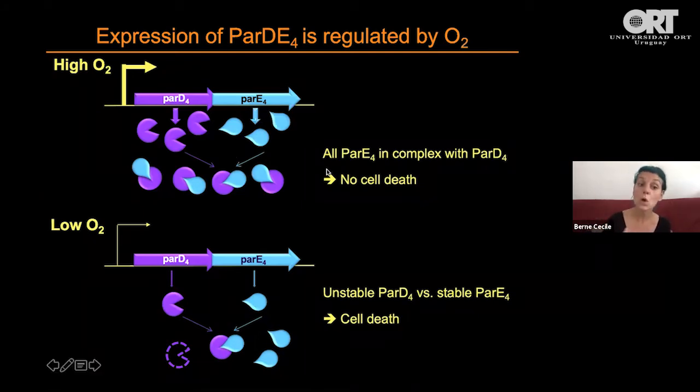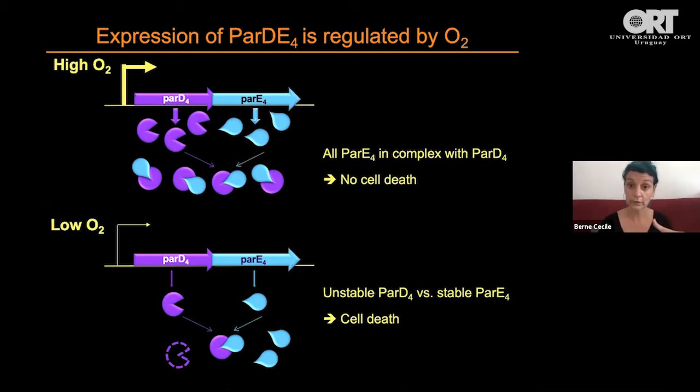However, if you lower the level of oxygen, we've got less expression of this operon. So now we've got less of those proteins being made. The antitoxin being unstable will be degraded. You will have some free toxin lying around, and that free toxin will kill your cells.